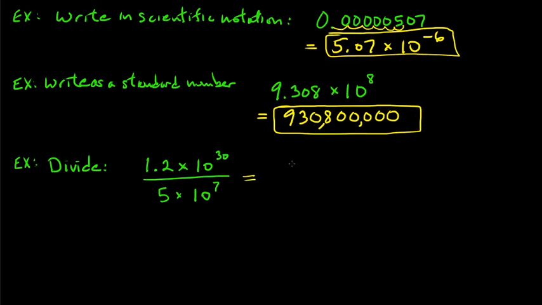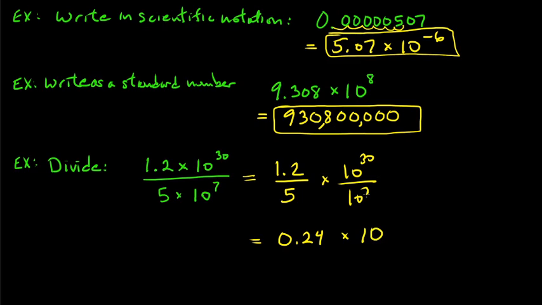Right. And finally, when you want to divide, say 1.2 times 10 to the 30 divided by 5 times 10 to the 7, it's 1.2 divided by 5 times 10 to the 30 divided by 10 to the 7. So 1.2 divided by 5 is 0.24, and 10 to the 30 divided by 10 to the 7 is 10 to the 30 minus 7, which is 23.